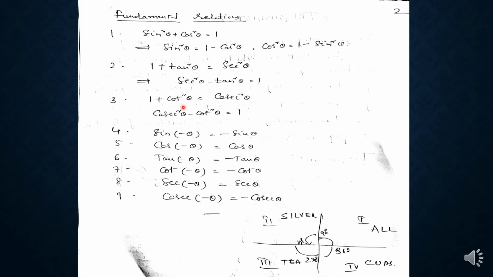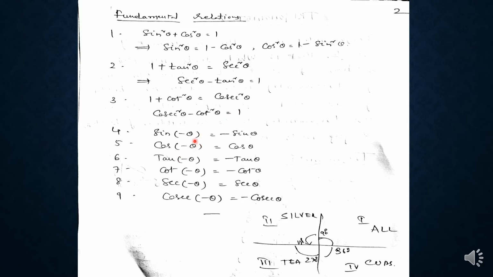The third one is 1 plus cot square theta is equal to cosecant square theta, or we can write it as cot square theta is equal to cosecant square theta minus 1, or cosecant square theta minus cot square theta is equal to 1. So these three are important identities. And also you should remember this.